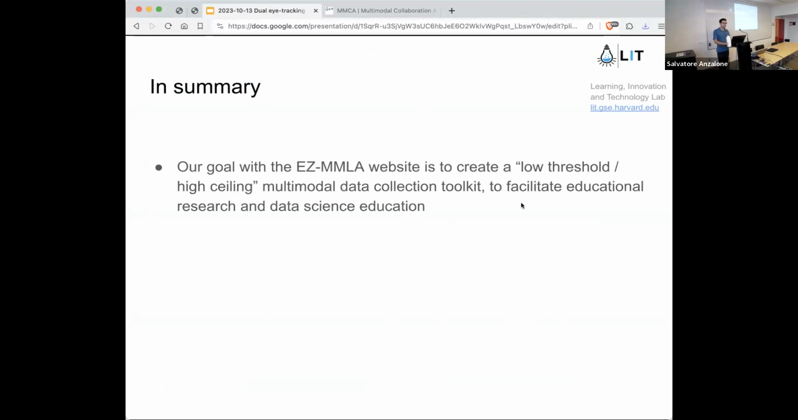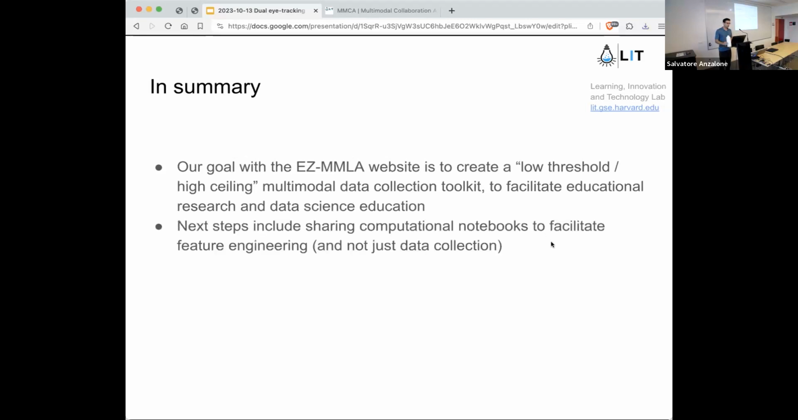So our goal with this is to create what we call a low threshold, high ceiling type of toolkit, where anyone can go onto that website, collect data, and try to make sense of it. But it's also high ceiling, meaning that you can do very complex projects as well. One next step is that we're also working on including computational notebooks so that you don't have just the tools to collect the data, you also have tools to transform the data into interesting features. So let's say you're collecting eye tracking data with this website, you could have computational notebooks that help you compute measures of longitudinal attention, for example.